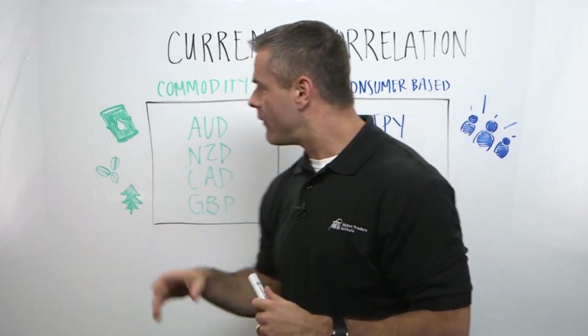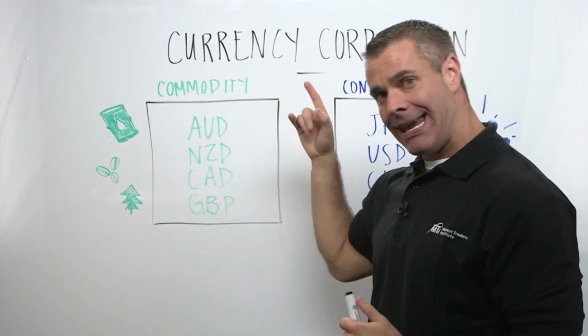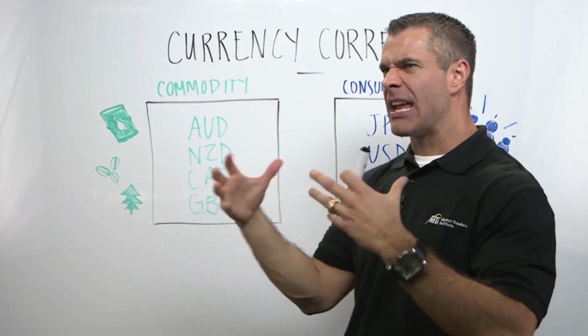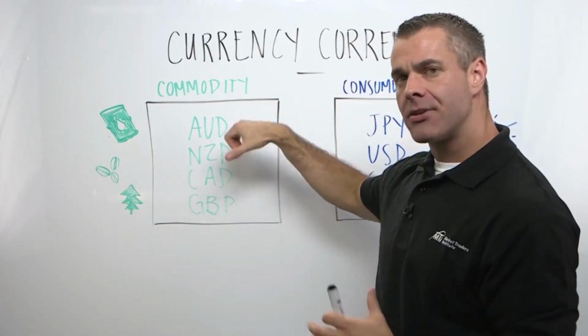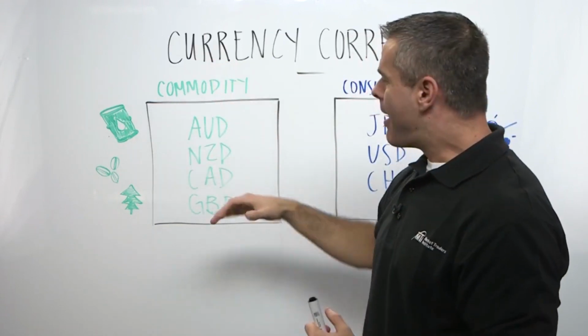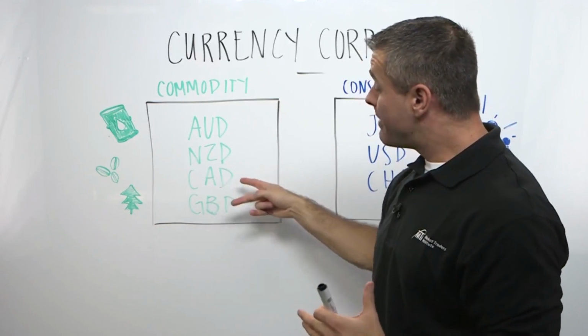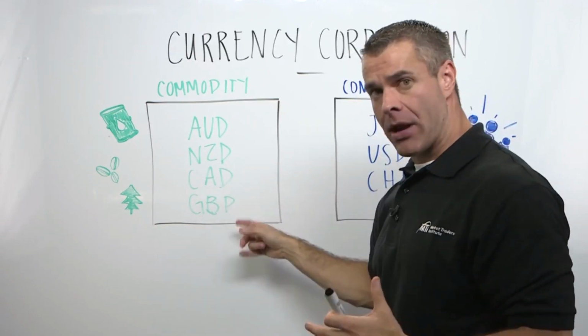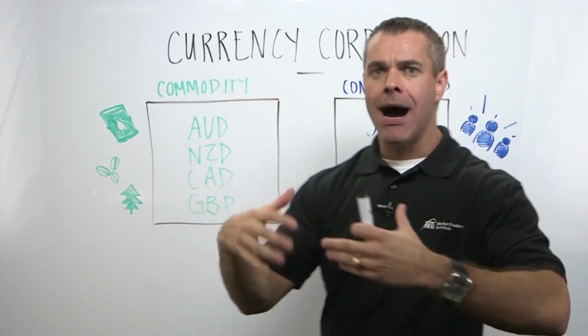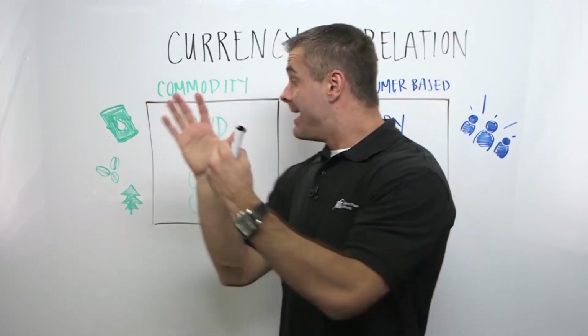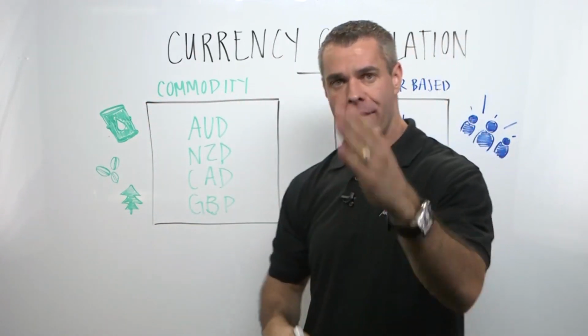Now, let's go over this real fast. We have what's called commodity currencies. These commodity currencies, I want you to think about gold, right? Gold prices are tied to the Australian dollar. Think about meats and cheeses. That's tied to the New Zealand dollar. Oil is going to be tied to the Canadian dollar and the Great British Pound. When commodities rally or they're going up, look at these currencies to do very, very well.